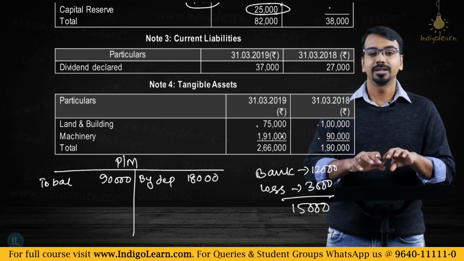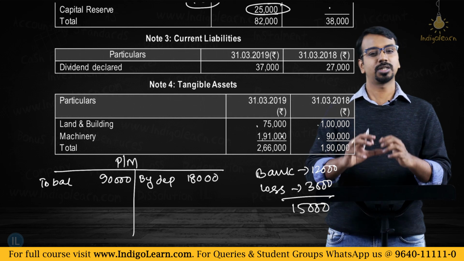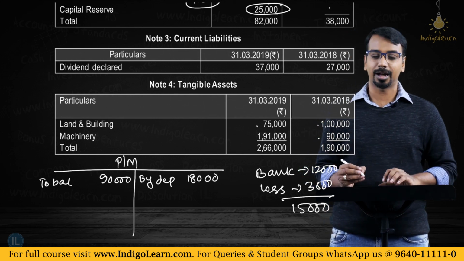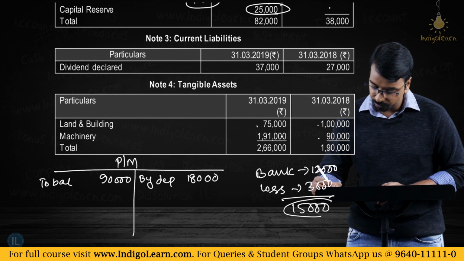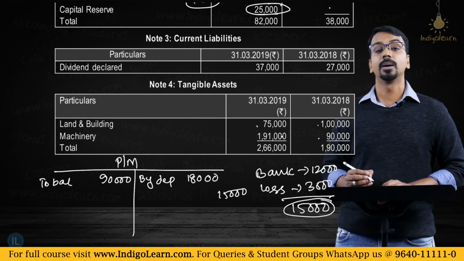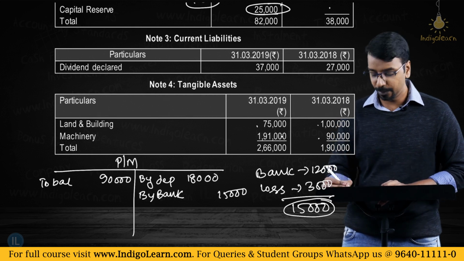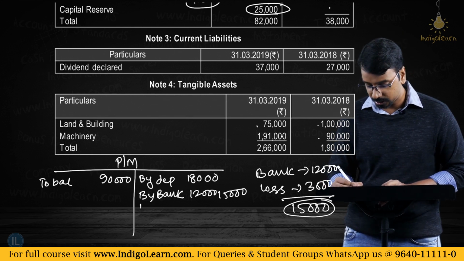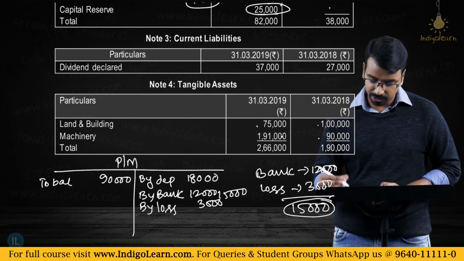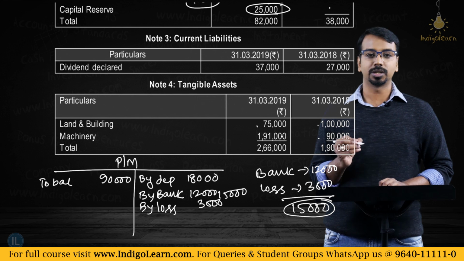3,000. Again here the segregation between the gross block and depreciation is not given, so we can directly pass the entry in the plant and machinery account. So what has been sold? WDV worth 15,000 has been sold. So in effect I have to remove 15,000 from plant and machinery. In bank we got 12,000, by loss 3,000. Both this 12,000 and 3,000 they sum up to 15,000, right?